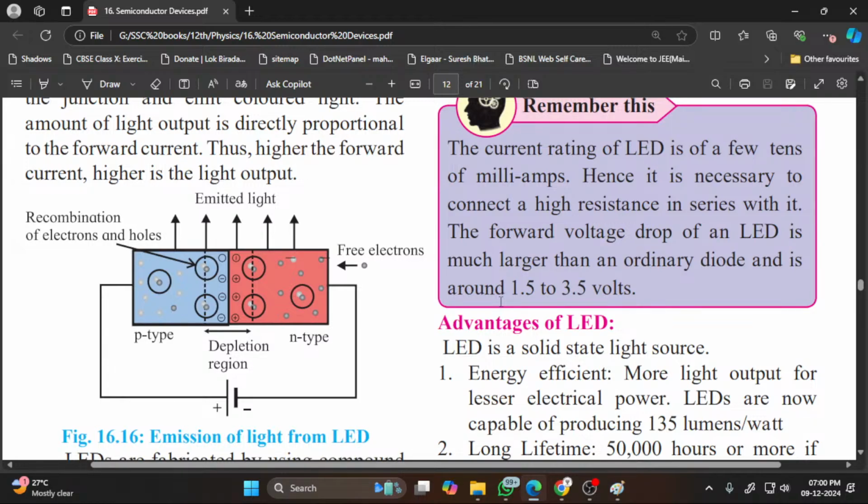Amount of light output is directly proportional to the forward current. Higher the forward current, higher is the light output. LEDs are fabricated by using compound semiconductors such as gallium, phosphorus, arsenic. By varying the proportions of these elements in semiconducting materials, it is possible to produce lights of different wavelength.